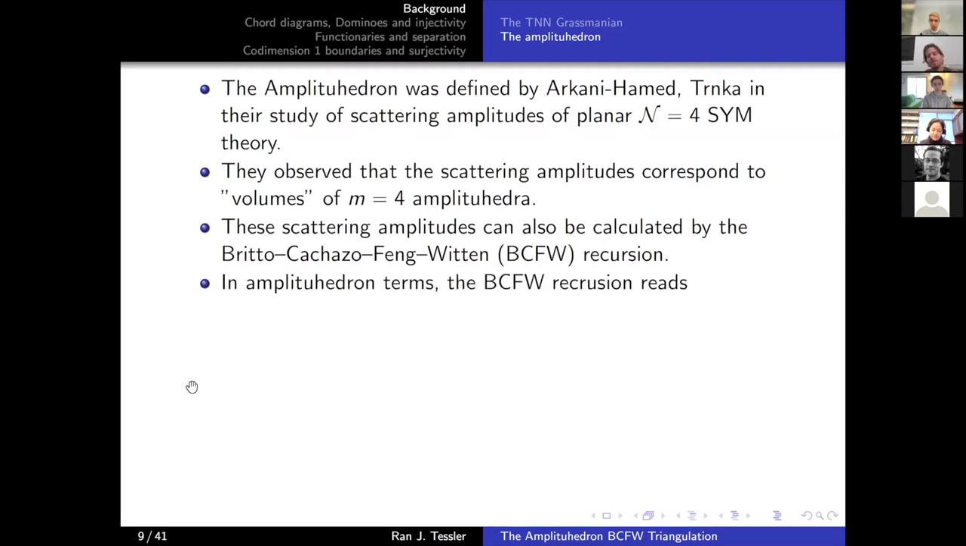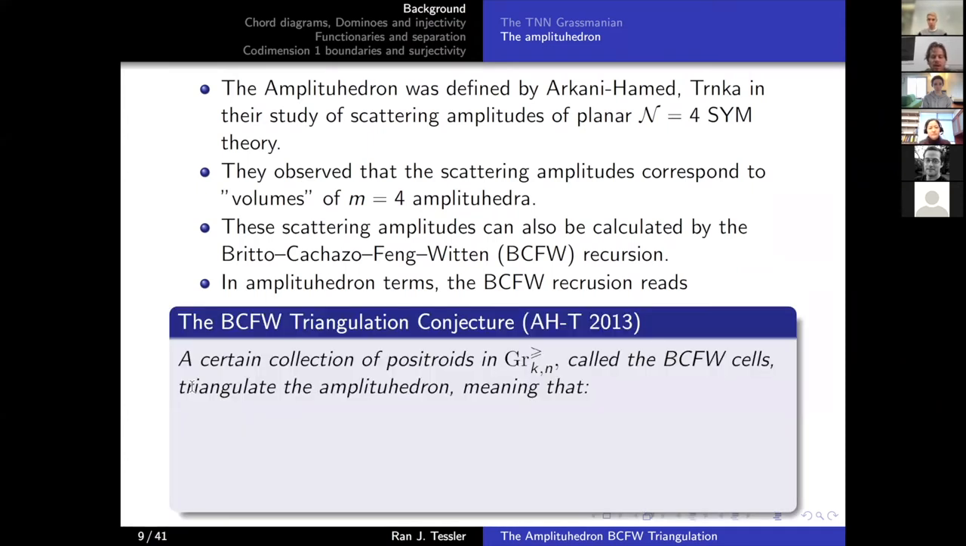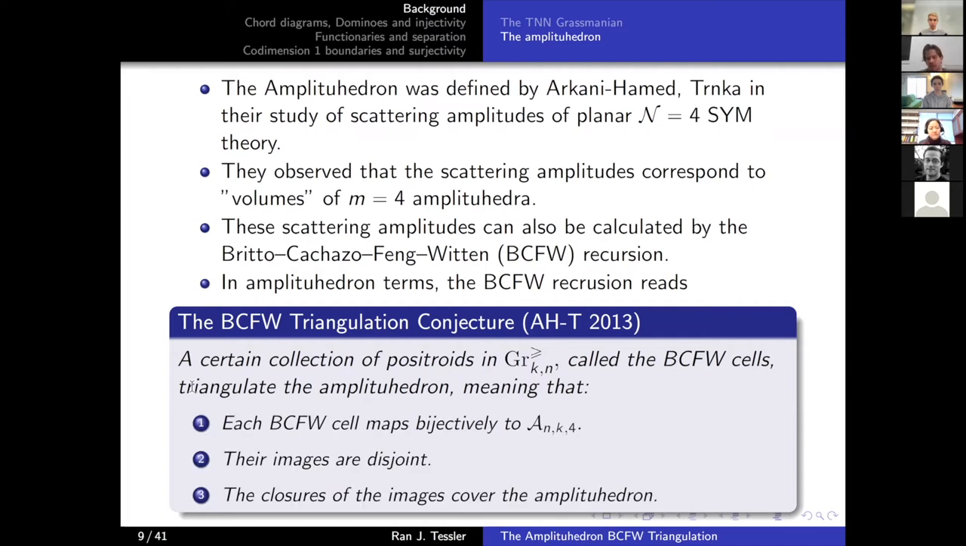Now, in terms of the amplituhedron, this recursion corresponds to the following triangulation conjecture, concerning triangulation of the amplituhedron, which conjectures as follows. A certain collection of positroid cells in the Gr_{k,n} non-negative Grassmannian, which are called the BCFW cells, triangulate the amplituhedron, whereby triangulation I mean that each of these cells map bijectively, their images are disjoint, and the closures of images cover the amplituhedron. So actually, there are also other stronger definitions of triangulations, and at least some of them actually also work for these cells. So sketching the proof of this conjecture is the purpose of this talk today.